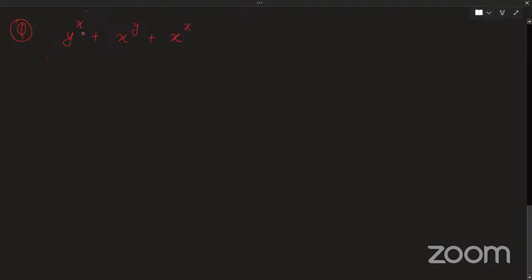Fine. So let us just apply logarithmic differentiation and mix it with this thing. So you have been given y raised to x plus x raised to y plus x raised to x is equal to some constant c, any constant. And it is asking you what is the value of dy by dx, or find the expression for dy by dx. Let us see how we can do it.